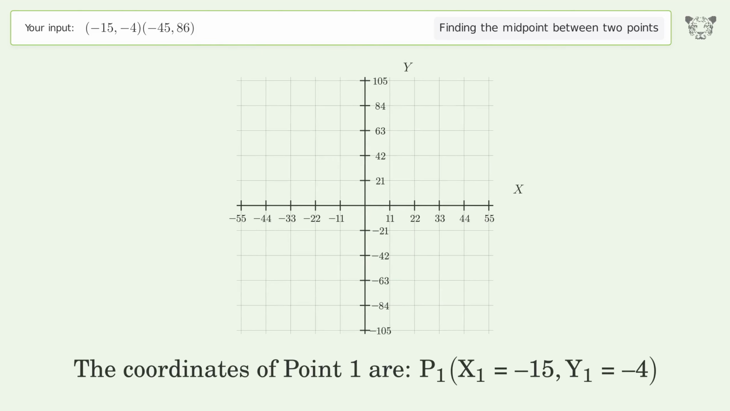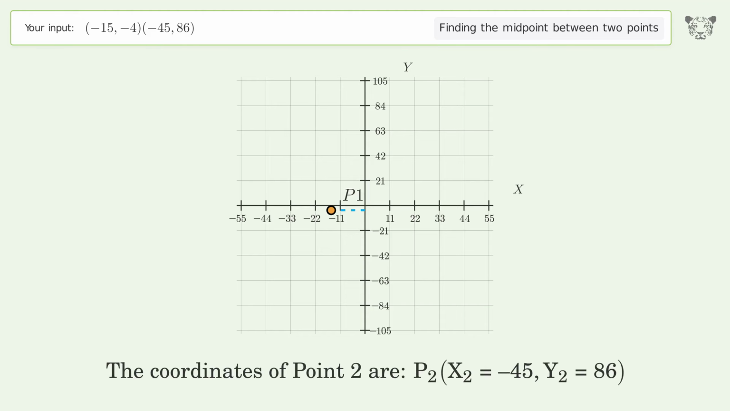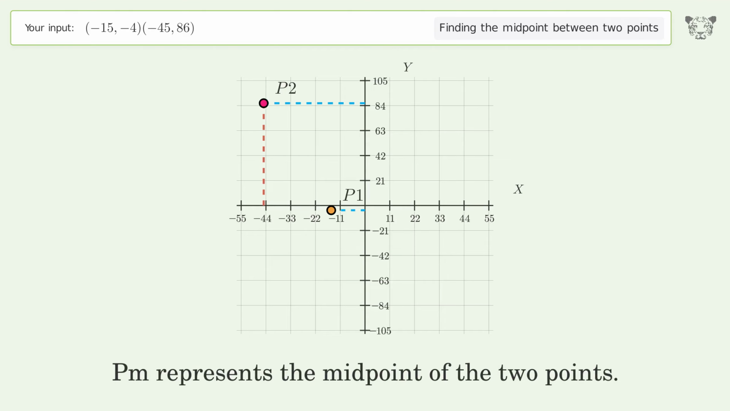The coordinates of point 1 are x1 equals negative 15, y1 equals negative 4. The coordinates of point 2 are x2 equals negative 45, y2 equals 86. PM represents the midpoint of the 2 points.